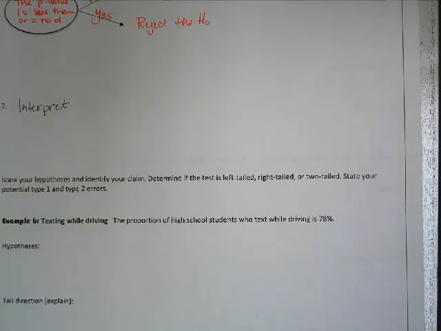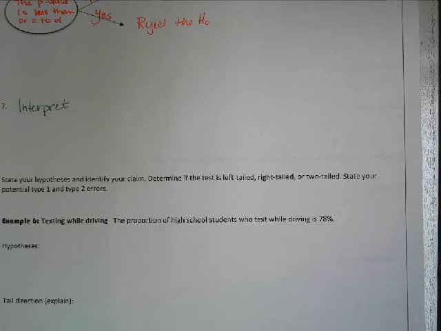All right. So this says state your hypotheses, meaning both, and identify your claim. Determine if the test is left-tailed, right-tailed, or two-tailed, and then state your potential type 1 and type 2 errors.